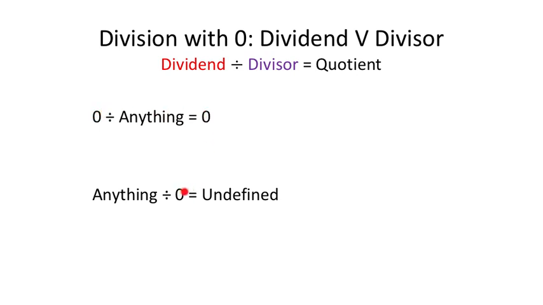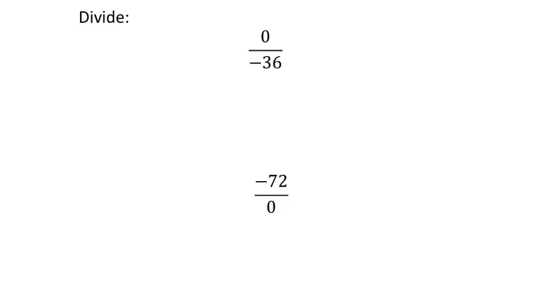If it's the second number that's being divided, it's really the same thing as asking how much of nothing is in something, and there's a whole lot of nothing in something. In fact, there's an infinite amount of nothing in something, which is why we say it's undefined. So this is a rule that we need to have memorized because usually there are problems like this on exams as well. These two right here.